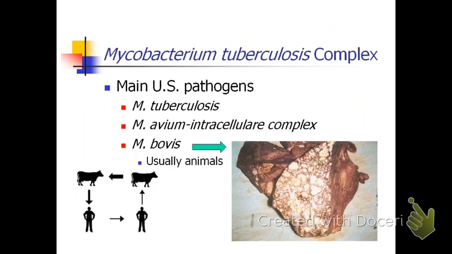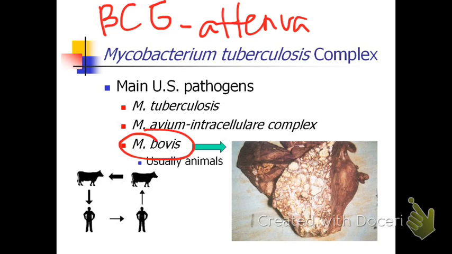Mycobacterium tuberculosis complex. This complex is made up of pathogenic Mycobacterium. Most of these are pathogens that could be seen in United States, but of course it could also be seen here in the Philippines. So these include the Mycobacterium tuberculosis, the Mycobacterium avium intracellulare complex, and the Mycobacterium bovis. Interestingly, Mycobacterium bovis is the source of the BCG, the Bacillus Calmette-Guérin. The attenuated form of Mycobacterium bovis is the source of the BCG. This one is actually a vaccine being given to neonates.